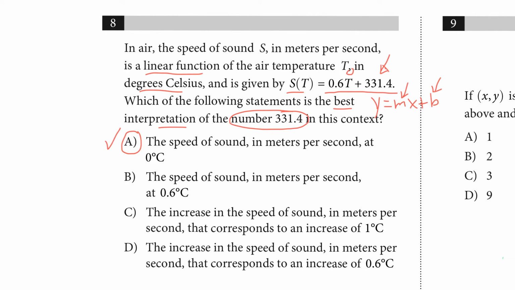You can look at the other answers if you have extra time in the test. Remember, we only have a certain amount of time. The speed of sound in meters per second is 0.6. No. The increase in speed of sound in meters per second, that corresponds to an increase. No. And the increase in the speed of sound in meters per second, that corresponds. No, that's not correct either. So the answer was A for this one.